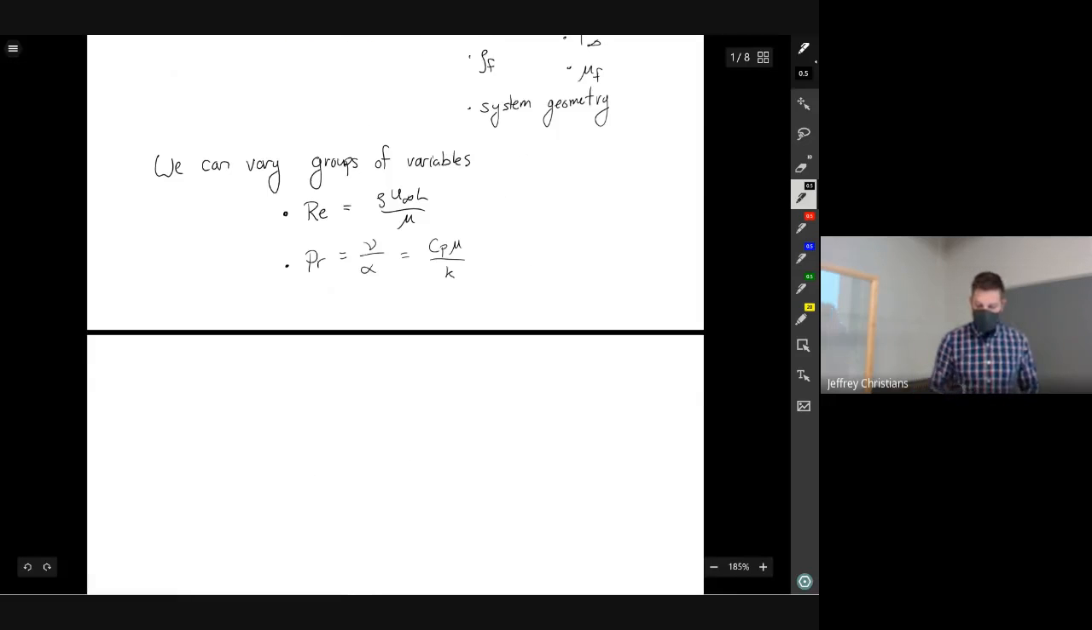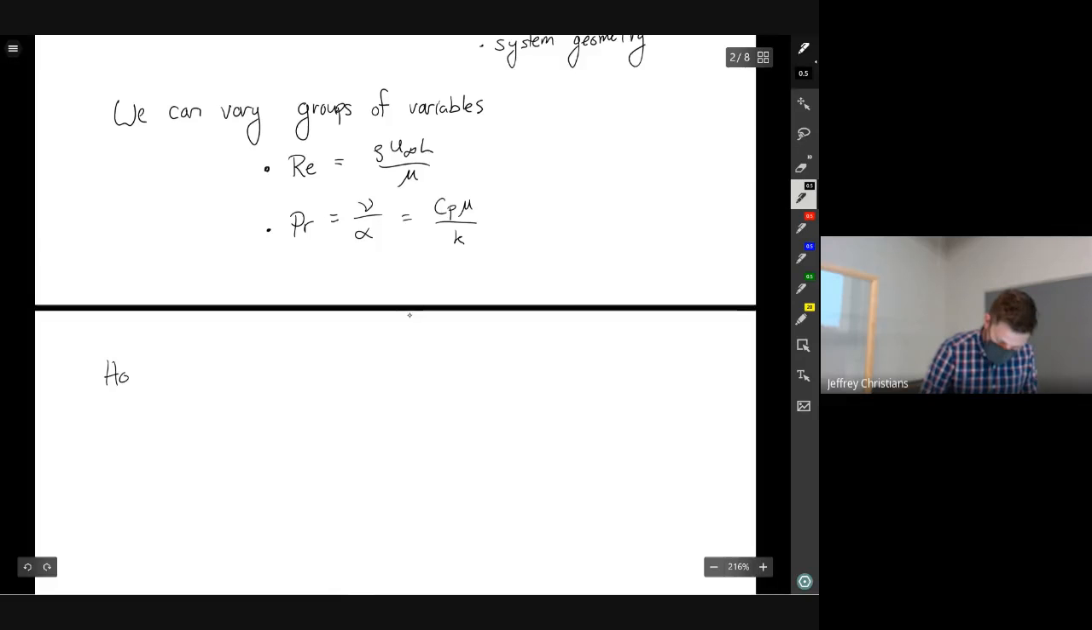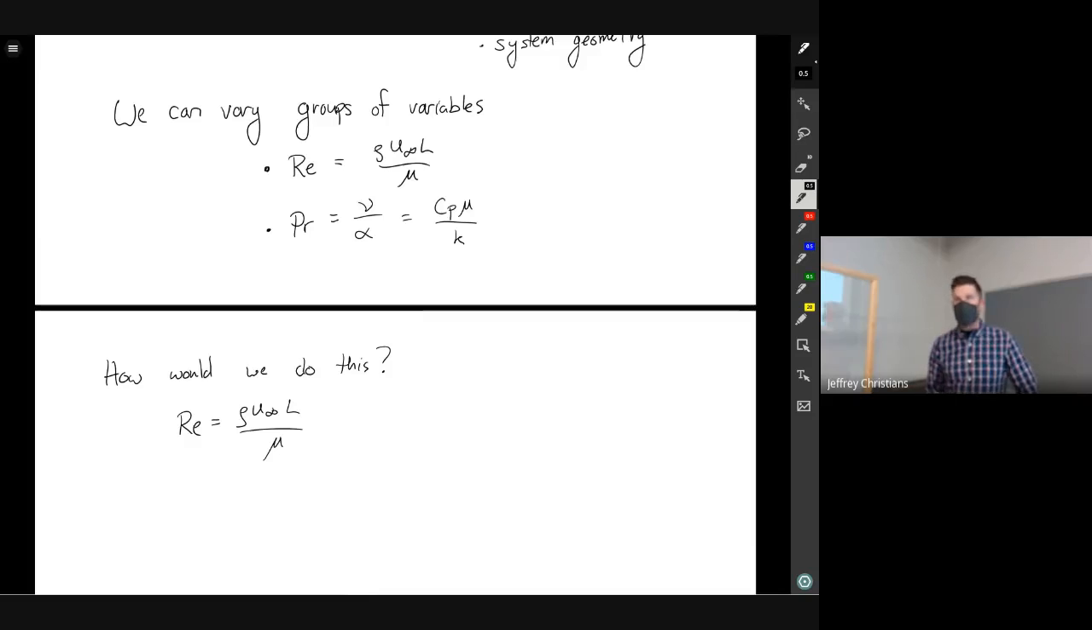So practically, how would we do this? Reynolds number equals rho u infinity L over mu. So probably the most straightforward way to change Reynolds number is to change velocity. Another way to vary Reynolds number is to change the size of the object you're looking at. Maybe you're looking at a little one and a big one.